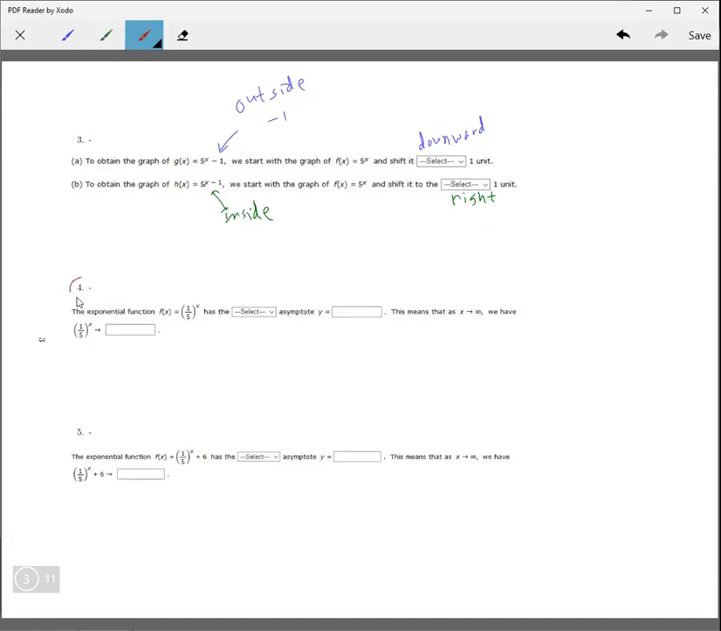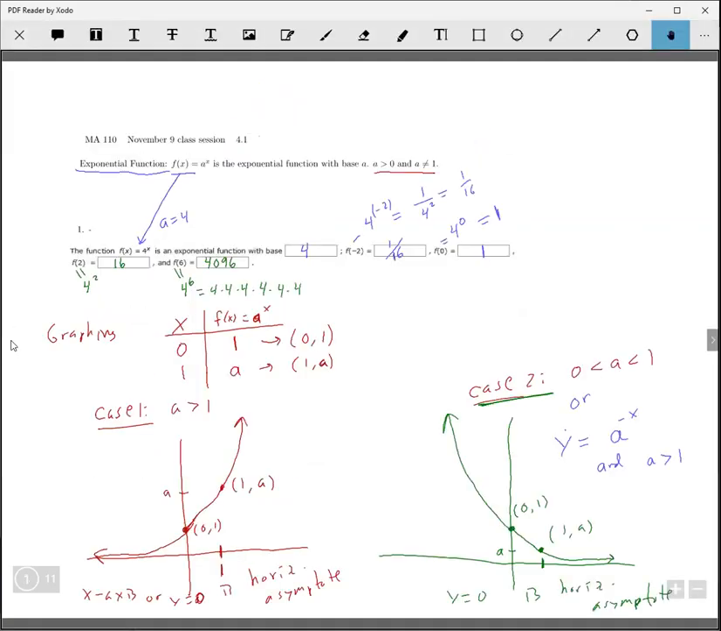Let's move along to number 4. The exponential 1/5 to the x has a horizontal asymptote at y equals 0. That's what I said in the first page. This means as x goes to infinity, this goes to 0. This is the same as the first case that I had right here. As you go to infinity, it's going to 0. If this a was 1/5, it might be a little bit lower, but it's still going to do the same thing.